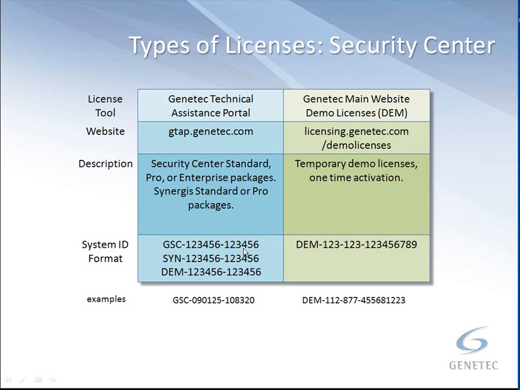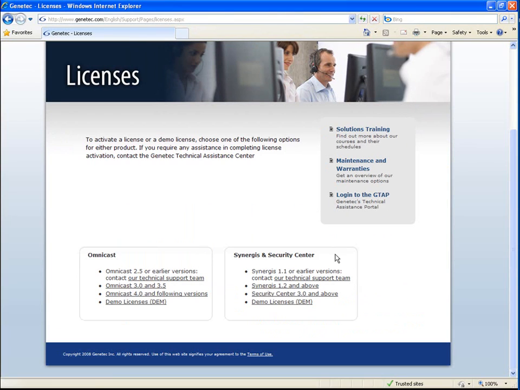The second license tool is for temporary demo activations. It's the same link as we used before for Omnicast, but it's on the Synergis side. And we reach it from the same web page on the Genetec website as with the Omnicast demo licenses, by clicking on the link titled Demo Licenses DEM. Just going to bring that up real quick just to show you here. And see, it's both got the same link. But you can use either one, so just for simplicity's sake, we've put it on the Synergis and Security Center side here as well.